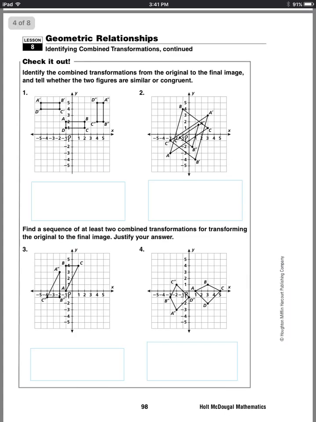So identify the combined transformations from the original to the final image and tell whether the two figures are similar or congruent. Remember, similar means they were dilated in some way. Congruent means they're the same size. Honestly, it doesn't really matter about the points. I don't know where I got that from. So throw that out of your brain and just remember that similar is if it's dilated, either bigger or smaller, and congruent is if it appears to be congruent.